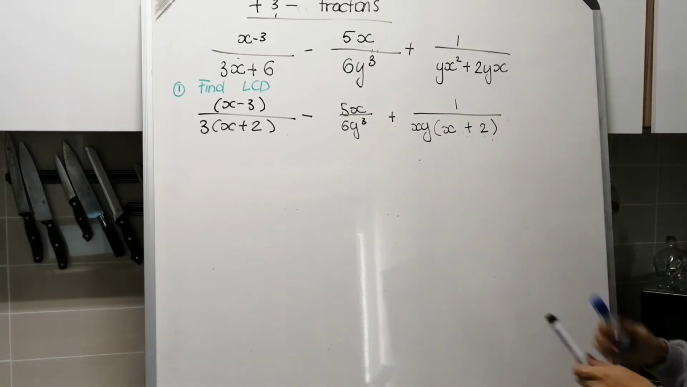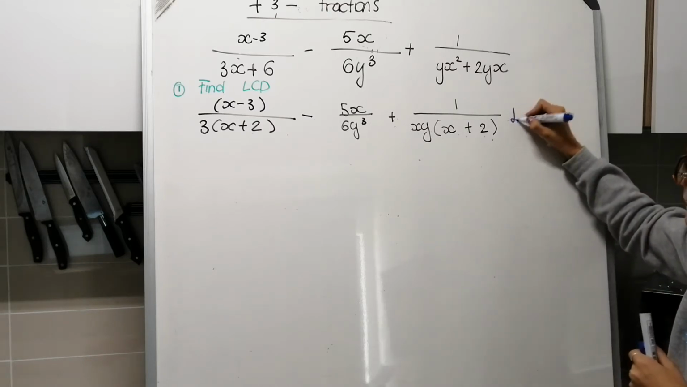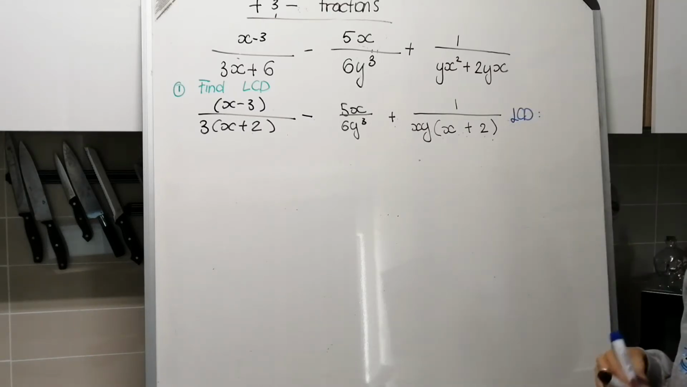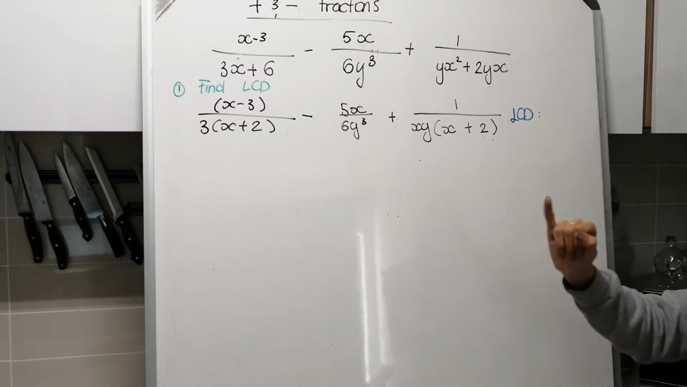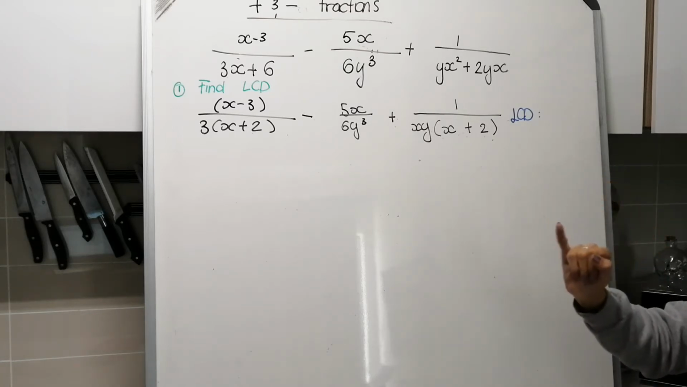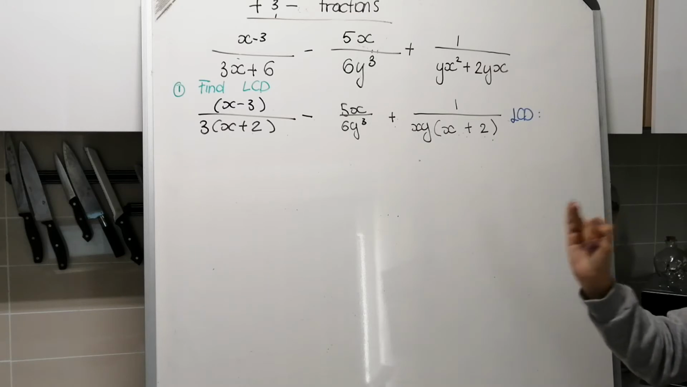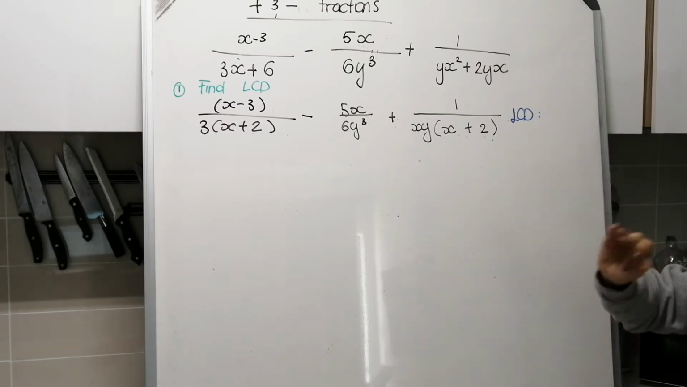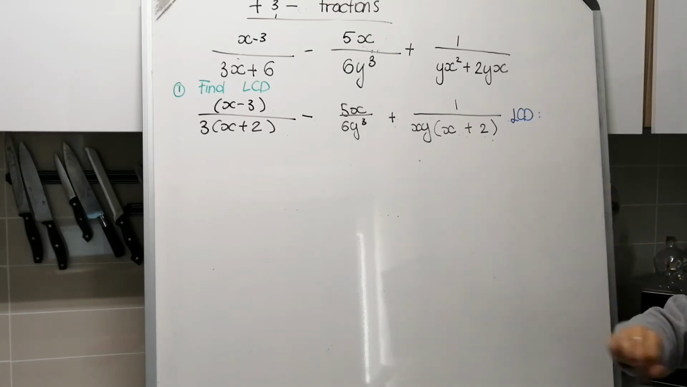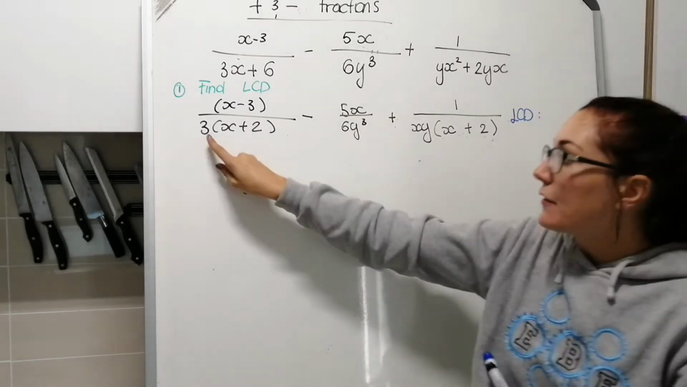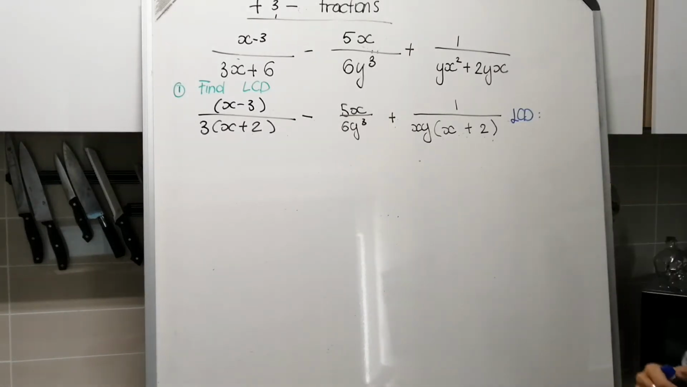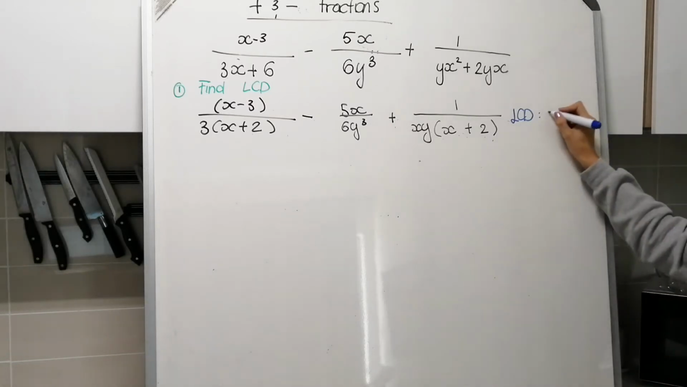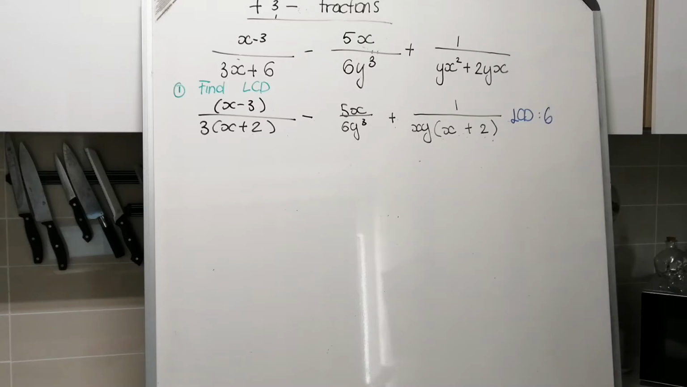Okay, now to find the LCD, we split it into 3 parts. We split it into the coefficient, find the lowest common multiple of the coefficients. Then the letters, you write down every letter present with the highest exponent for each. And then the brackets, you write down every different type of bracket present with the highest exponent for each bracket. So starting with the coefficients, I've got 3 and 6. The lowest number that 3 and 6 can both go into is 6. So my lowest common denominator starts with 6.